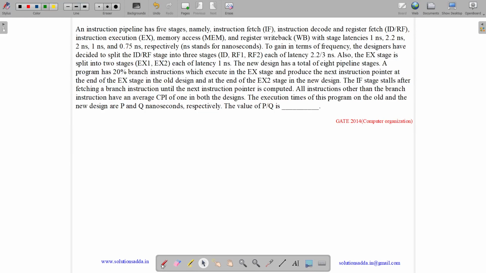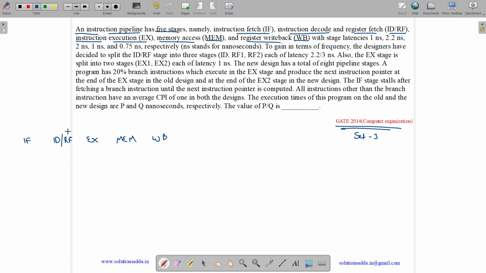This question belongs to the Computer Organization subject and was asked in GATE CSE 2014 SET-3. The question states: an instruction pipeline has 5 stages, namely instruction fetch (IF), instruction decode and register fetch (ID/RF), instruction execution (EX), then we have the memory access (MEM) stage, and then the register writeback stage (WB).